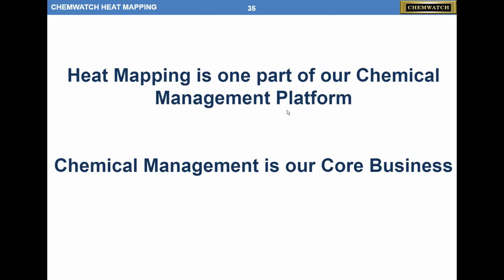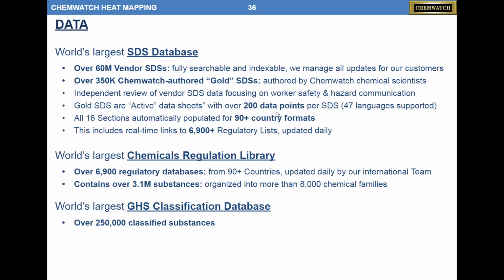I'd like to spend a few minutes just talking about how we're able to do this. Chemical management is our core business, and heat mapping is just part of our chemical management platform. To take a step back to explain how we do this, it comes down to we just have better data. We have over 60 million vendor SDSs in our database. We have over 350,000 Chemwatch, what we call a gold SDS, and that's an SDS that we've reauthored. And we can accept data from either our vendor SDSs or our gold SDSs.